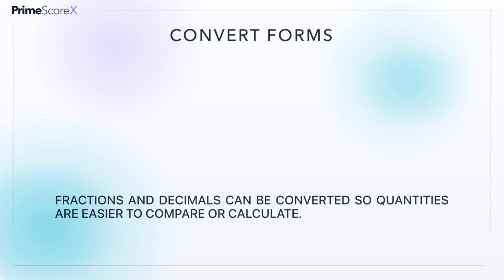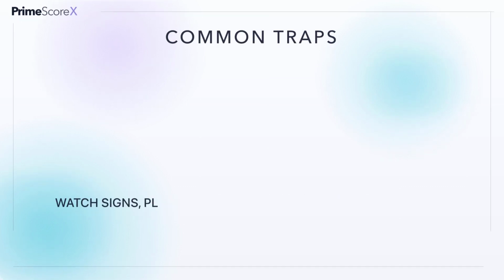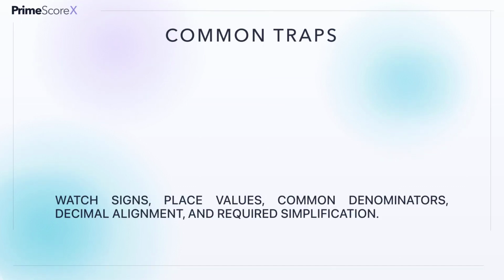To convert a fraction to a decimal, divide the numerator by the denominator. 3/4 becomes 0.75. To convert a terminating decimal to a fraction, read its place value. 0.6 is 6/10, which simplifies to 3/5. On GED questions, choose the form that makes the operation easiest, instead of forcing every problem into the same format.